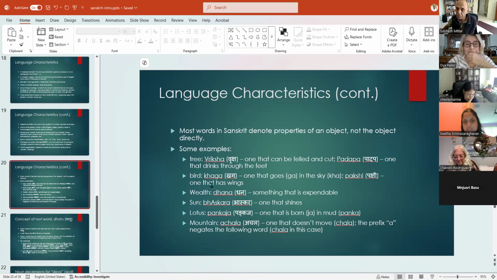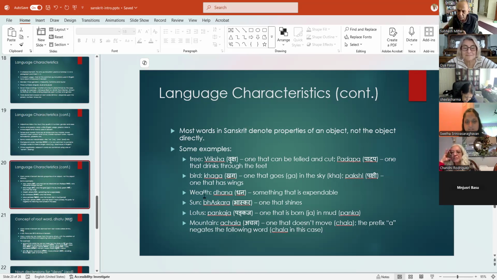Same thing for a bird, khaga. One that goes in the sky. Kha means sky, ga means to go. So khaga means one who goes in the sky. Today, an airplane could be called a khaga, but normally when you say khaga, it will be only a bird. Same thing, pakshi. Pakshi is one who has wings. Any entity that has wings, but it now applies to birds only.